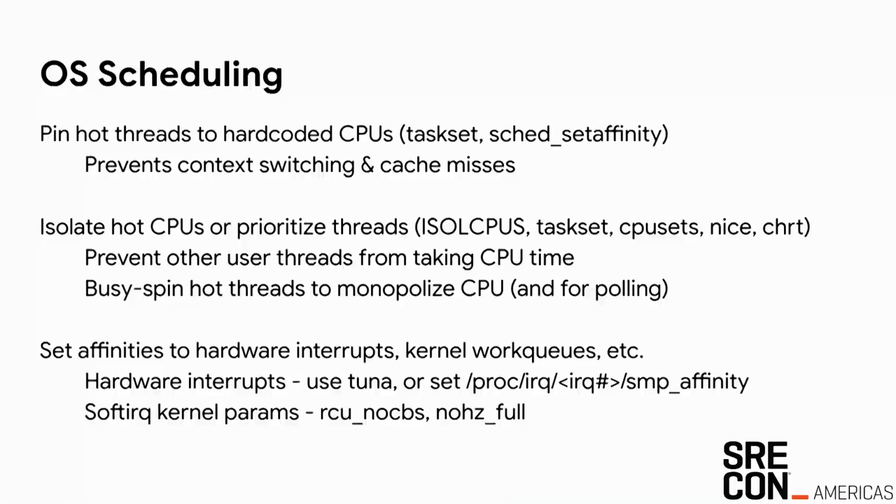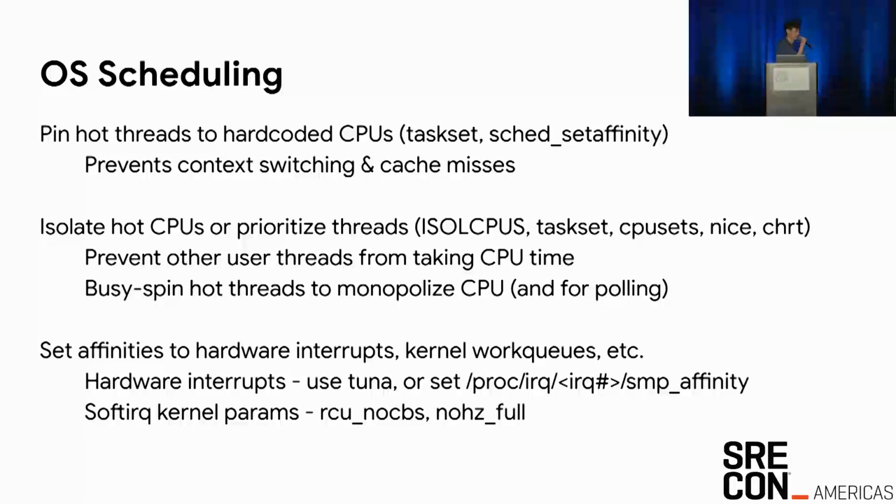So some tips to improve giving your hot threads as much CPU time as they can get. The first one is you want to pin your hot threads to hard-coded CPUs. The reason for that is it helps prevent context switching, and it prevents cache misses, particularly L1 and L2 cache misses. You can do that using taskset, or you can use a library for it. We want to isolate our hot CPUs to prevent any user space threads from being scheduled on those CPUs. And additionally, we want to busy spin our hot threads, so to monopolize the CPU and to pull any buffers as fast as possible.